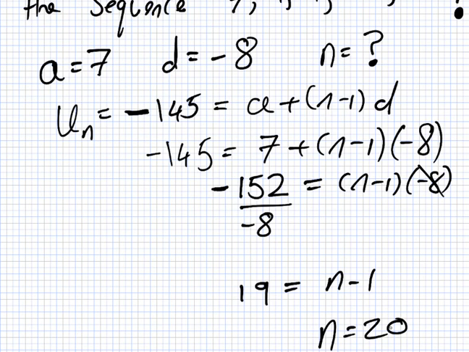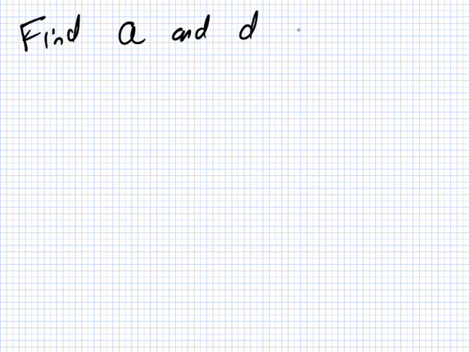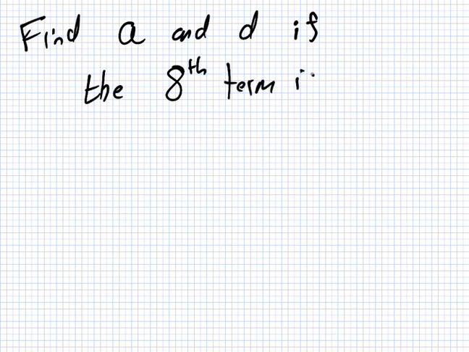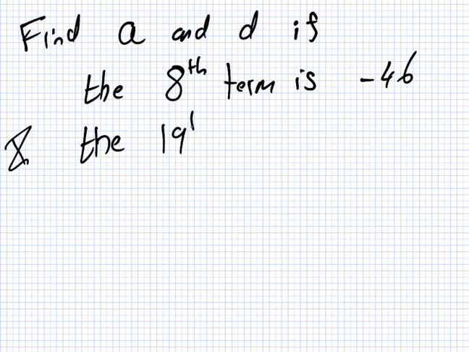Okay, so let's have a look at another example of using this formula. Find A and D if the 8th term is minus 46 and the 19th term is minus 112.